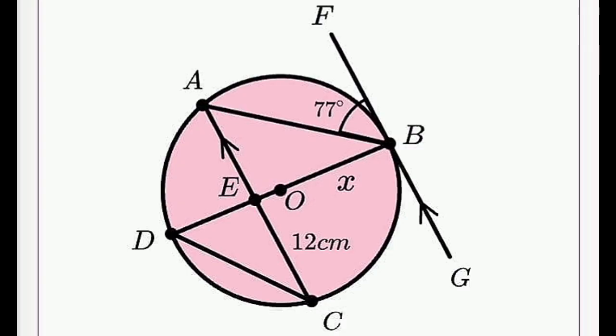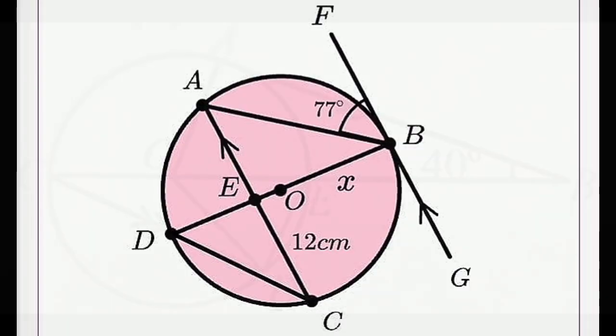If we solve that, x will be equal to 12 over tan 13. When you reduce that, you will have x equal to 51.9, which is 52 cm.